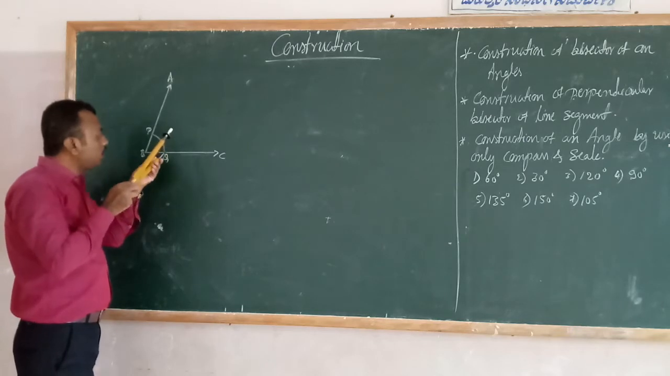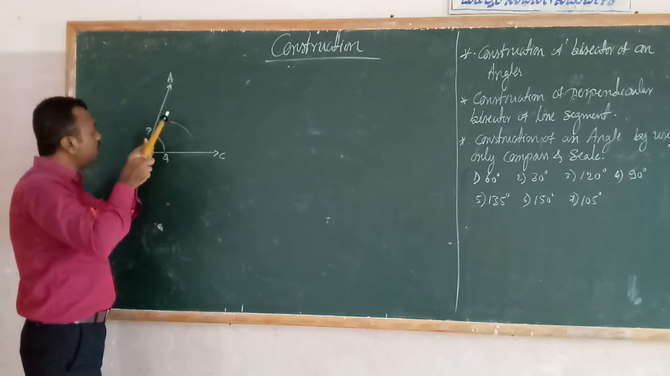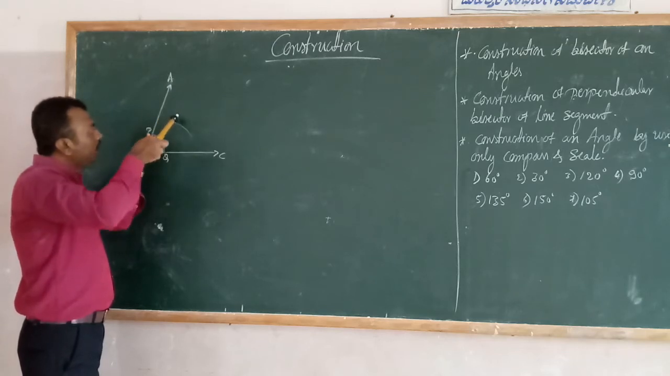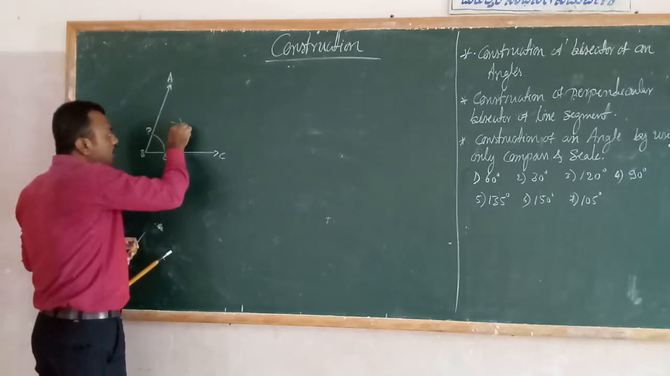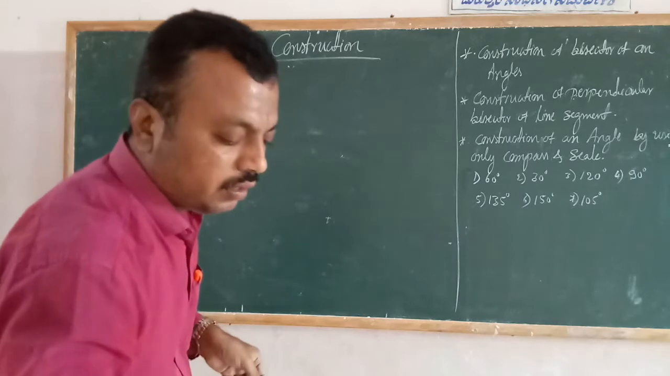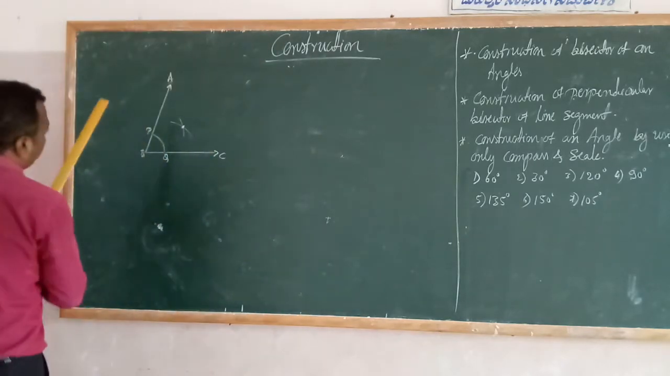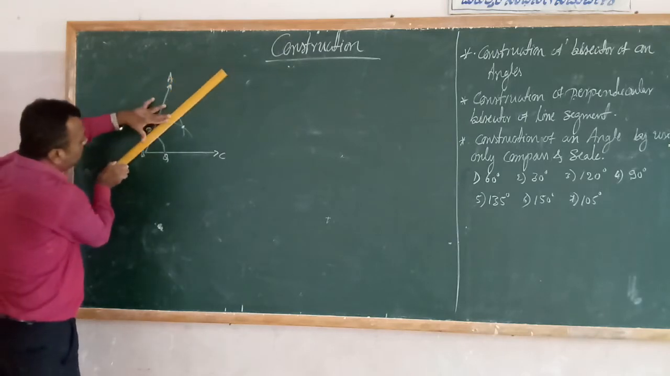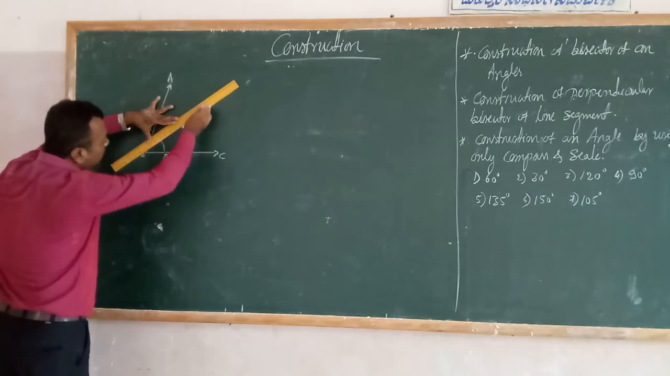Next, keep on the point Q and cut one arc. Next, keep on the point P and cut the same arc. So this arc intersects at one point. You have to mark it in pencil. Next students, this point you have to join to the point B.